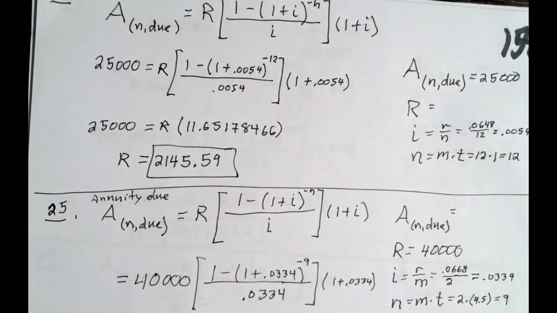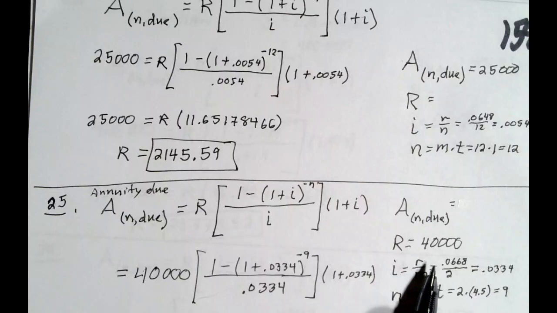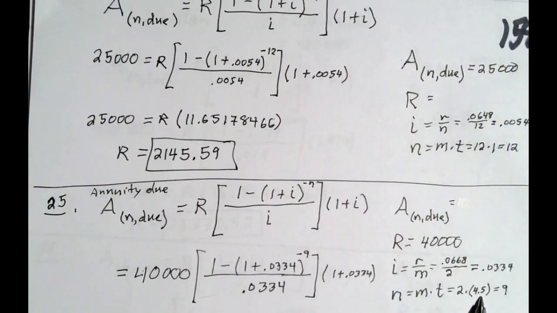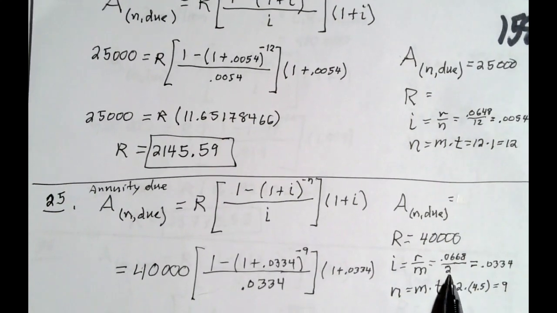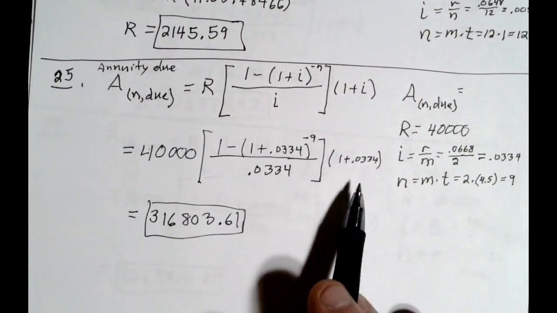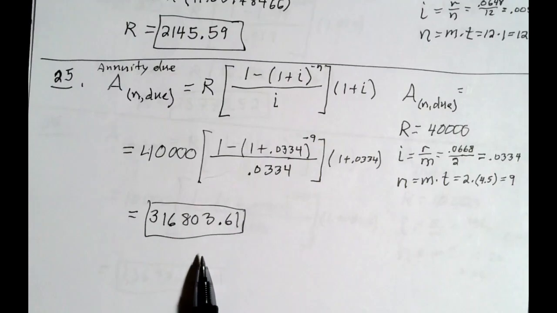25. 25 says the company wants to have $40,000 at the beginning of each 6-month period, so it's going to pay out $40,000 twice a year for 4.5 years. So 4.5 is your T. 6.68 compounded semi-annually. 6.68 over 2. M is 2. So N is 9. I is 0.034334. So you plug in all the things that you know here. Be very careful crunching this down, and you get 316,803.61.